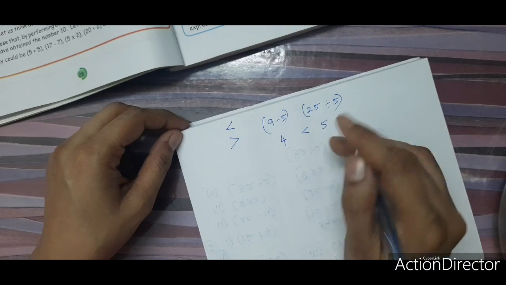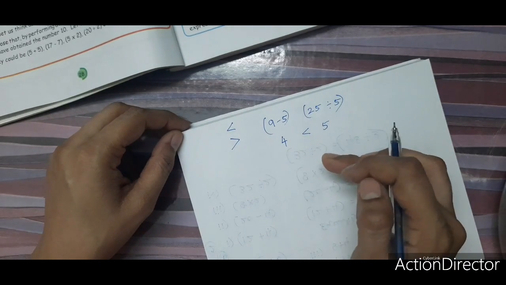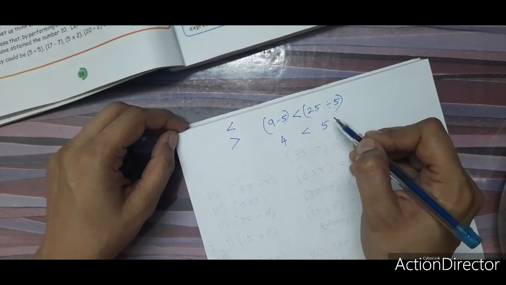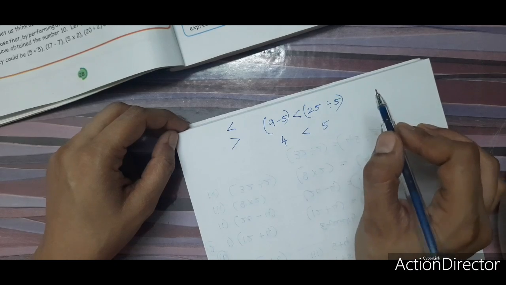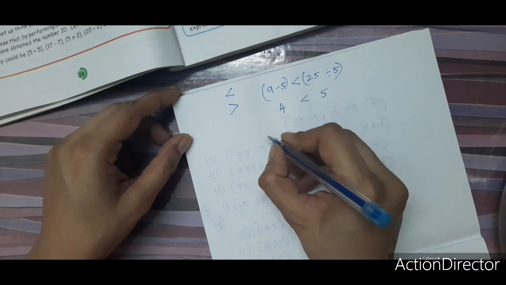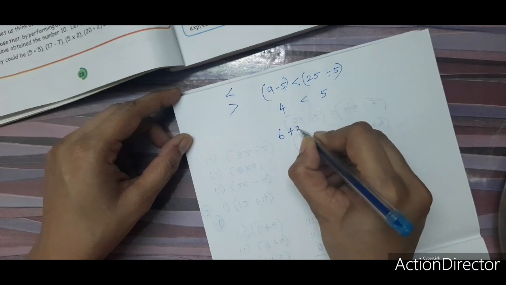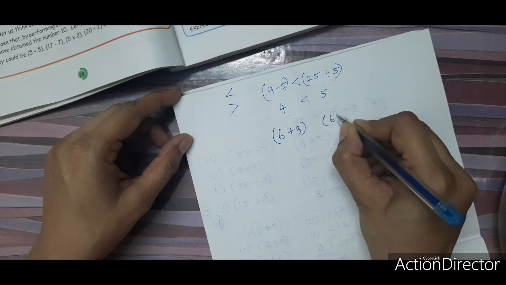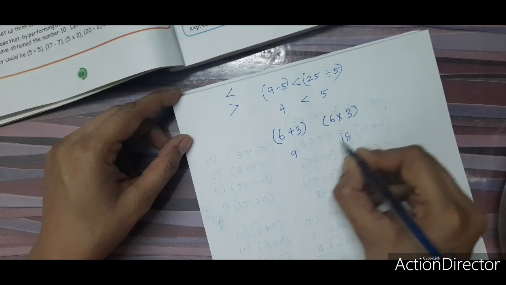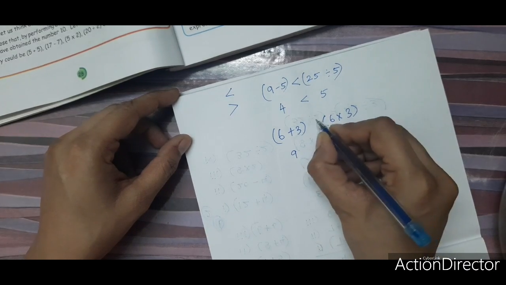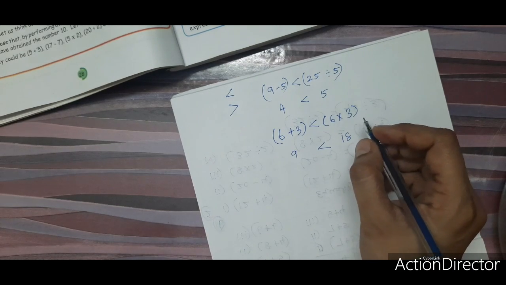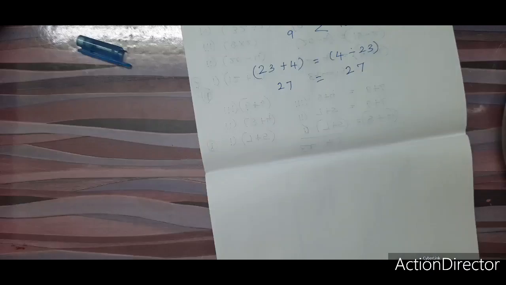4 is less than 5. 4 is not equal to 5. 4 விட 5 வந்து பெருசு. So 4 is less than 5. So this equation is less than this equation. So இதுதான் inequality. Equal கிடையாது, ஆனால் less than இல்லை greater than-ஆக இருக்கலாம். Okay, so one more example I will tell you. 6 plus 3 and 6 into 3. 6 plus 3 is 9. 6 into 3 is 18. So 9 is less than 18. So this equation is less than this equation. This is inequality. Inequality we will follow two things, that is less than or greater than.